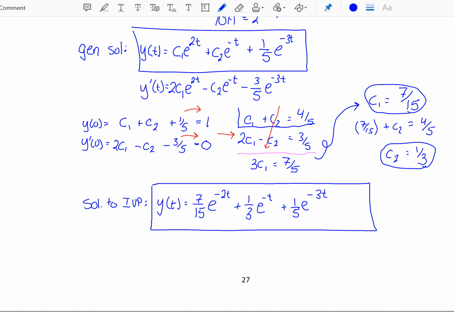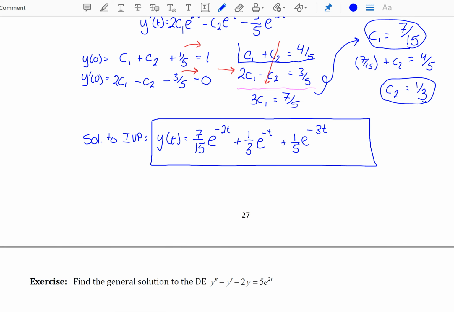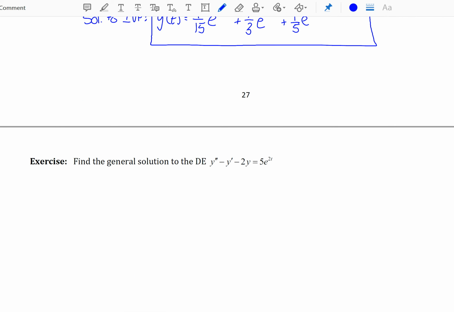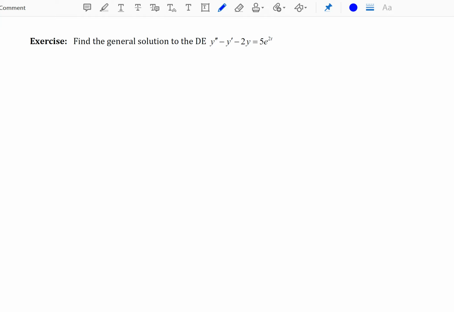Okay, let's look at my follow-up question, the next question that comes after this. Here we're being asked to find the general solution to the given initial value problem. And what you should notice is that the left-hand side of our DE is the same. I'm just changing our forcing function. In our previous example, our forcing function was 2e to the negative 3t. Now we have a different forcing function.